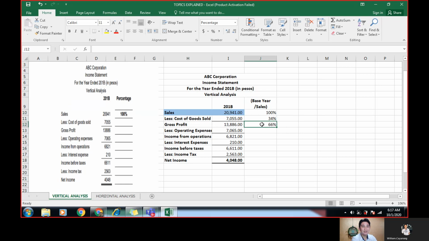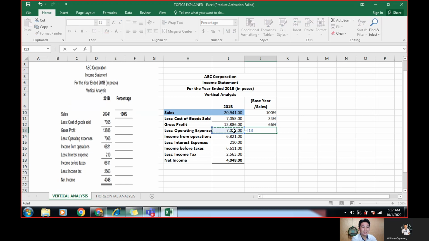Now, gross profit is 66%, but we could say na medyo malaki ang gross profit ng company. 66% ang bumalik sa atin. 34% will come from the cost of goods sold, which is your unit cost. Now, it will be reduced by the operating expenses. Okay? Same formula pa din.